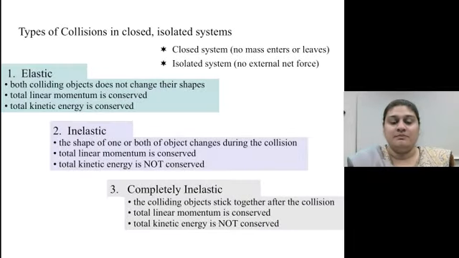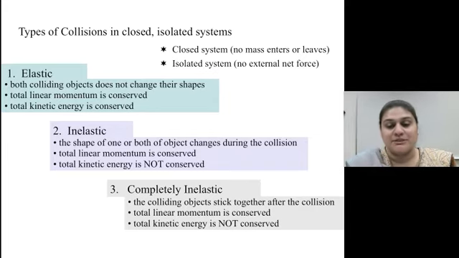So there are basically 3 kinds of collisions that we will deal with. One of them is called an elastic collision. An elastic collision is where both colliding objects do not change their shapes. The total linear momentum is conserved and the total kinetic energy is conserved. In an inelastic collision, the shape of one or both of the objects changes during the collision. The total linear momentum is still conserved. However, total kinetic energy is not conserved.